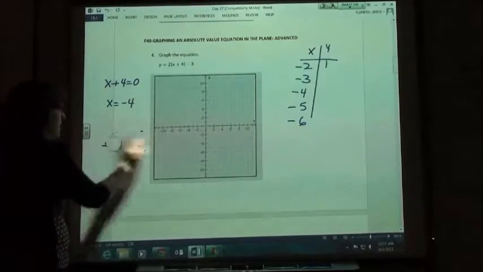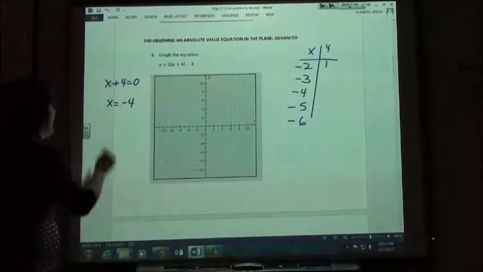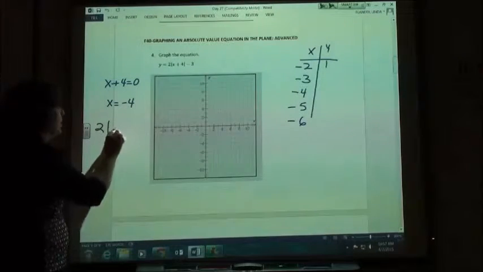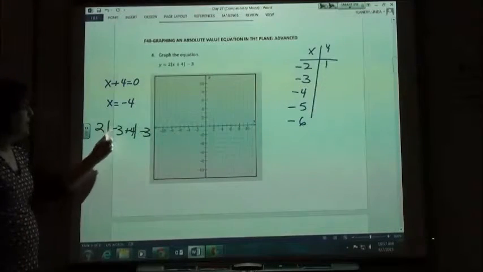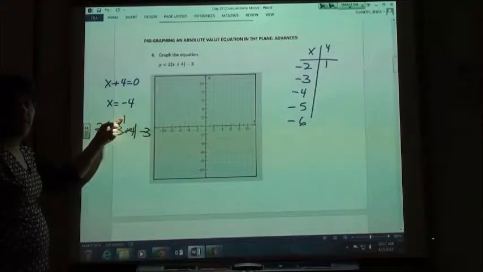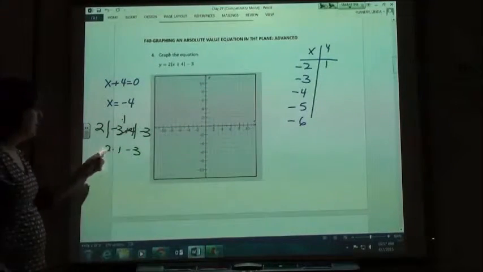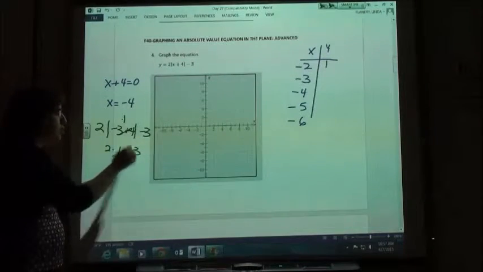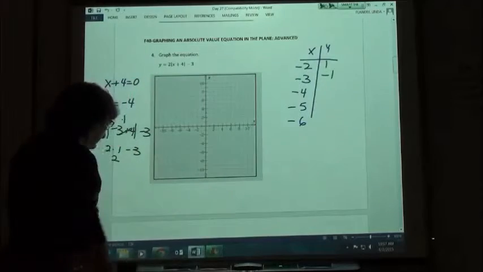Doing the next number, I'm going to put the negative 3 in. 2 times the absolute value of negative 3 plus 4, minus 3. Negative 3 plus 4 is 1. The absolute value of 1 stays 1. So 2 times 1 minus 3. 2 times 1 is 2. 2 minus 3 is negative 1.